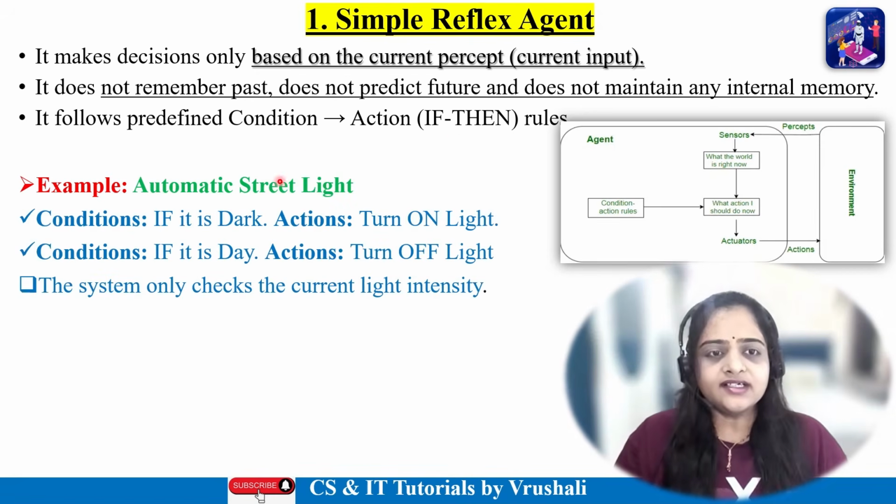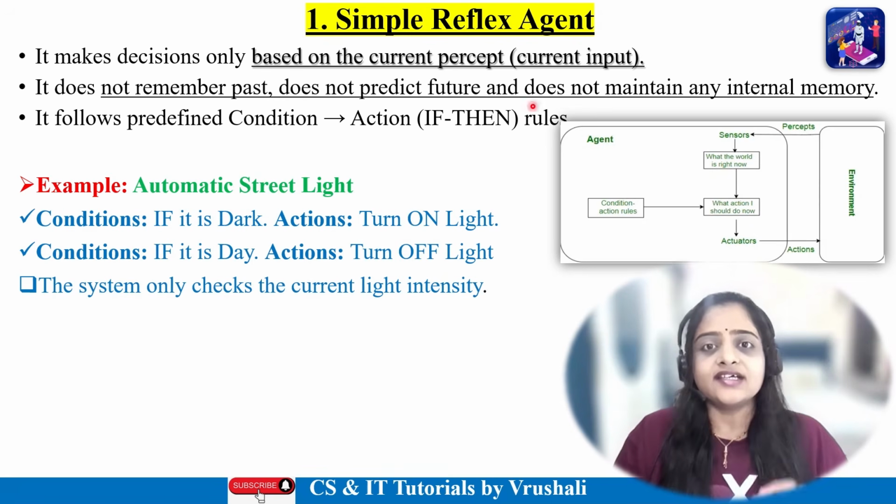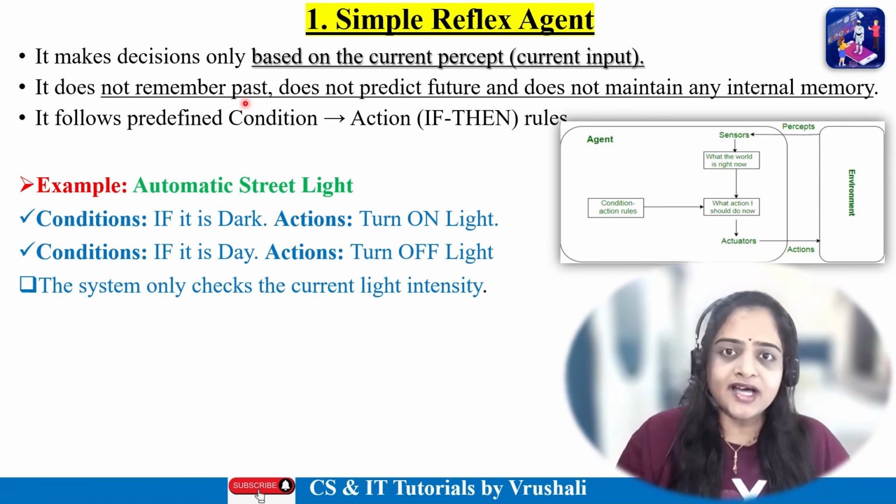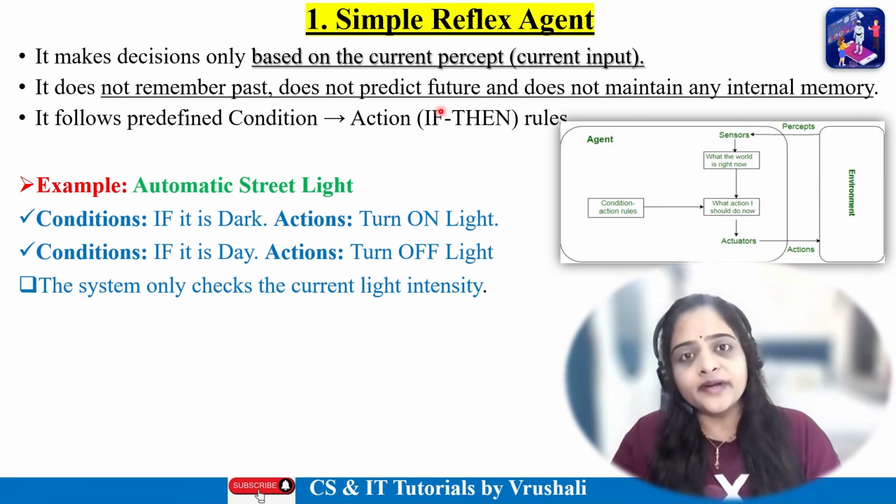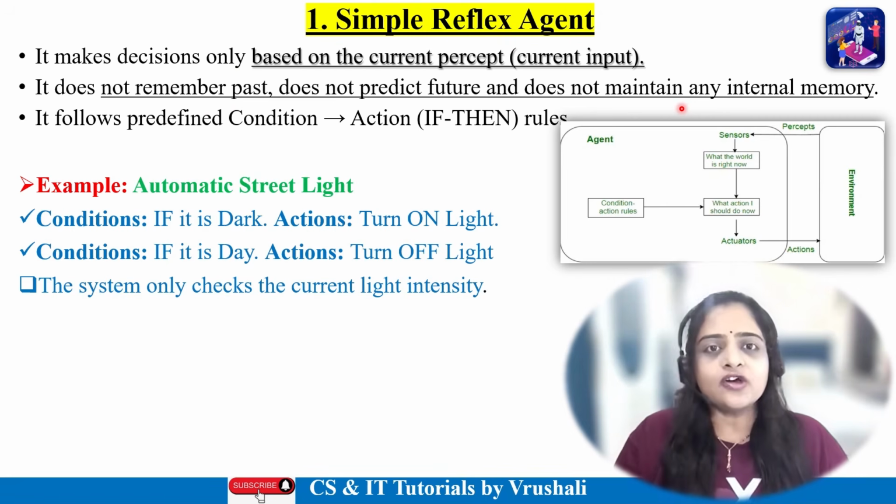For example, an automatic street light. If it is dark, then turn on the light. If it is day, then turn off the light. Simple. Whatever the current input, they perform the action. This is called a simple reflex agent. This agent does not remember any past information, does not predict the future, and does not maintain any memory. They work only on current input.